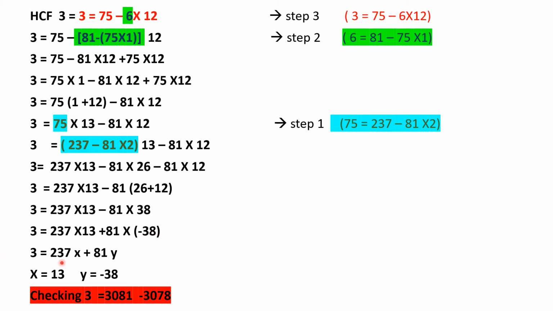This 3 linear combination means you have to express it in the form of a linear equation, that is 3 equal to 237x plus 81y. So x equal to what? 13, y equal to minus 38. You can check. 237 into 13 is 3081. 81 into minus 38 is minus 3078. So you will get 3. Is it clear?